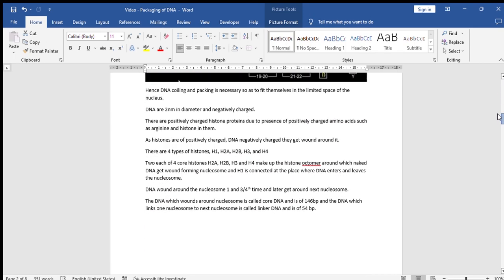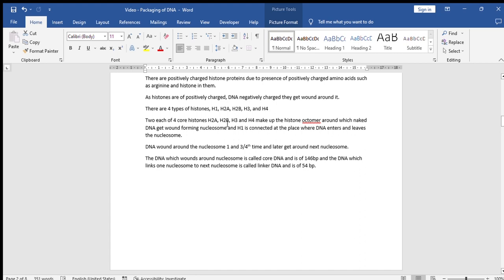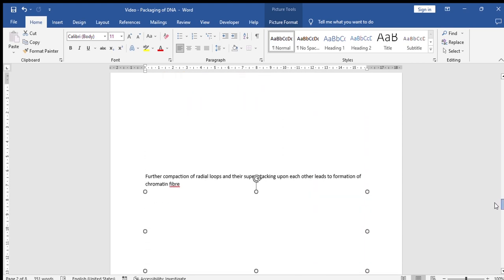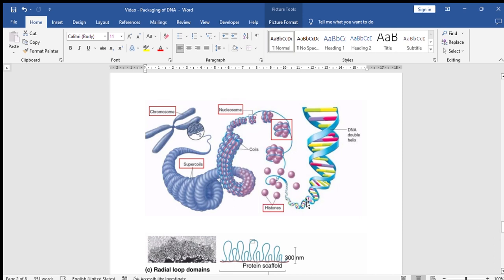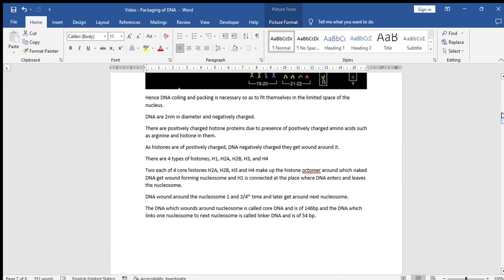And how does that happen? There are positively charged histone proteins due to the presence of positively charged amino acids. We can show some structures and name them amino acids there. So as histones are positively charged and DNA is negatively charged, they wound around it. Two each of four core histones make up an octamer. If we have seen here, it's an octamer. 8 molecules of this type of histones are formed, and then the DNA coils around itself.